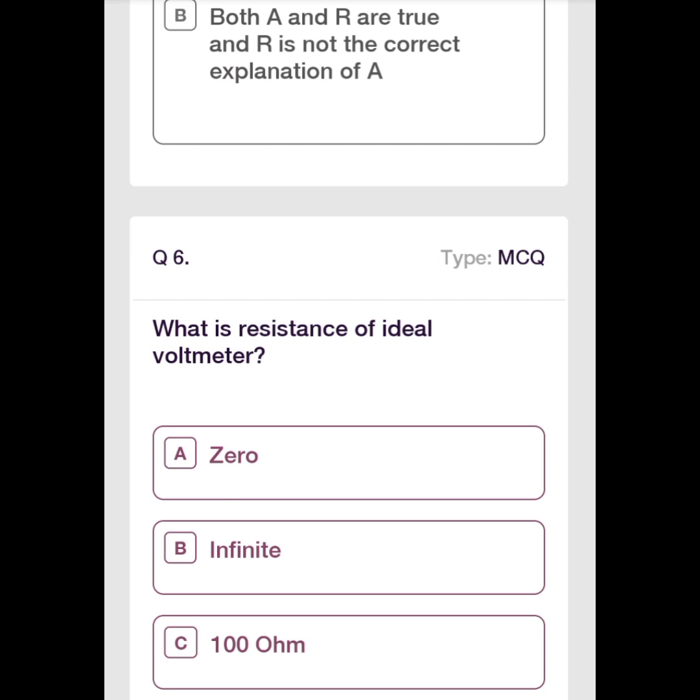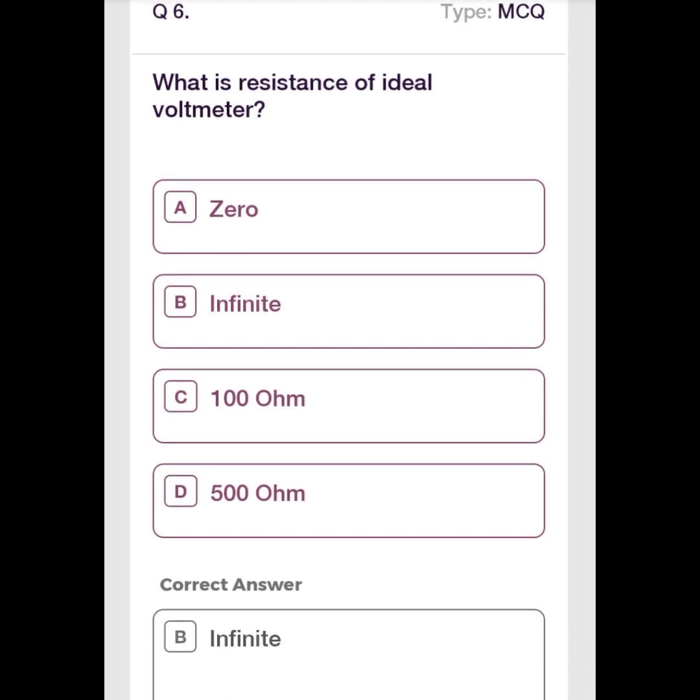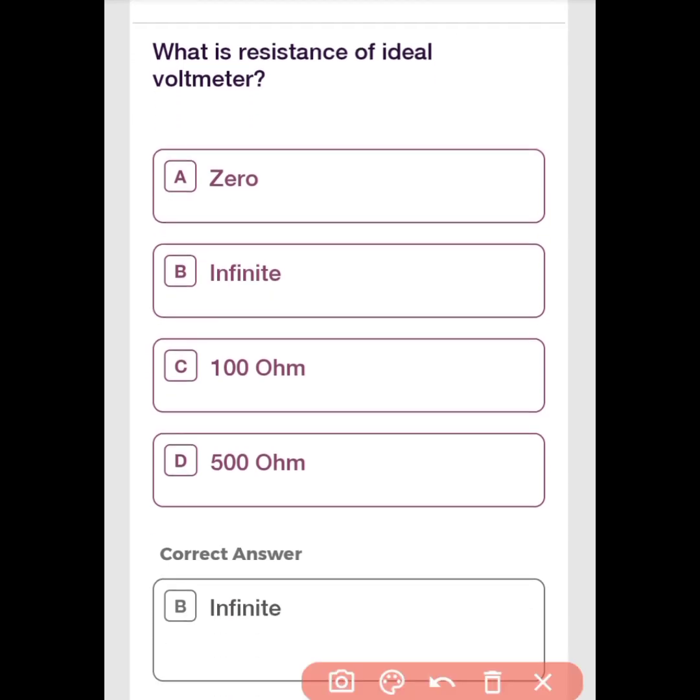If it is infinity, what happens? The current flowing through it is going to be less. So therefore we can get the maximum voltage across the element where we need to measure the voltage. Okay, so it must be infinity or infinite. So the correct answer would be option B.